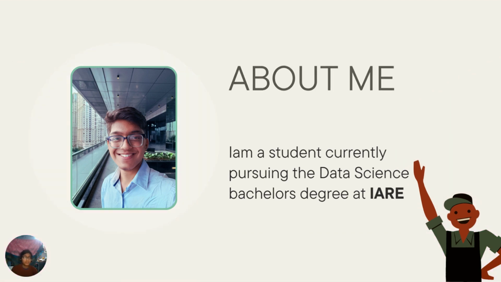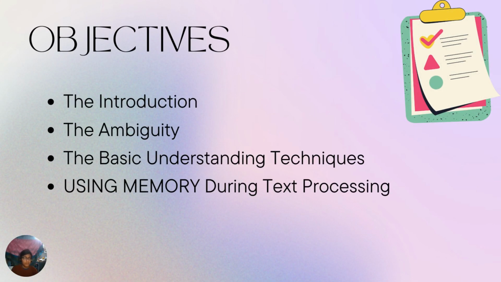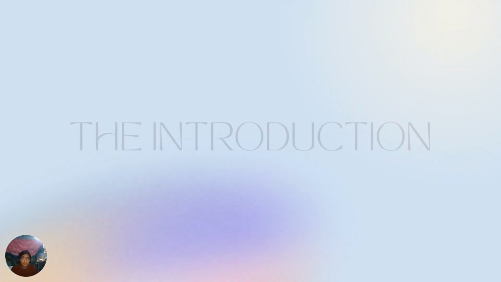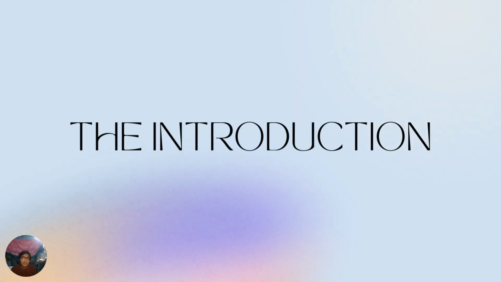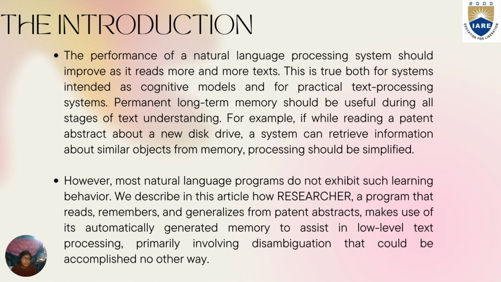So what are the objectives of today's presentation? First, we will introduce ourselves with the topic, then the ambiguity that lies in processing the text, then the basic understanding technique that we use to understand the text information so that machine will be able to comprehend it. Next, using memory effectively during text processing. So let's not waste any more time and begin with the introduction.